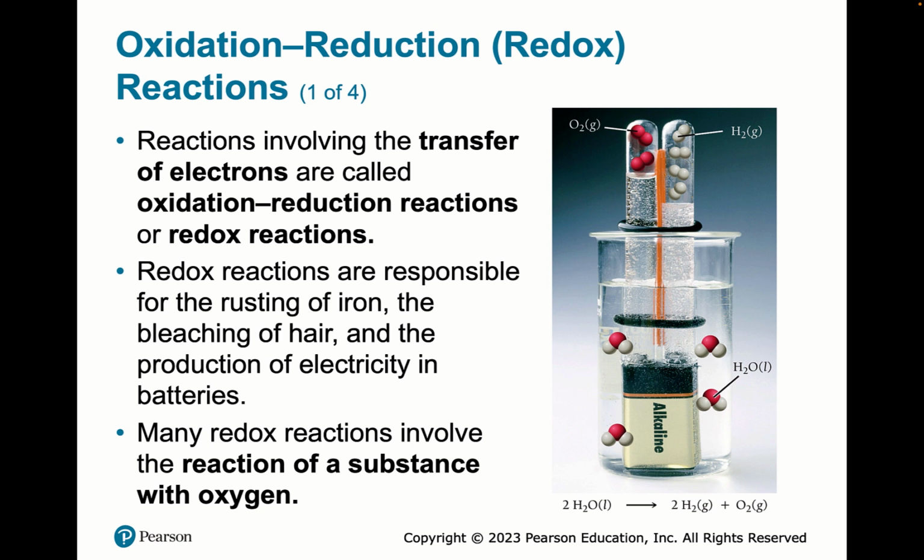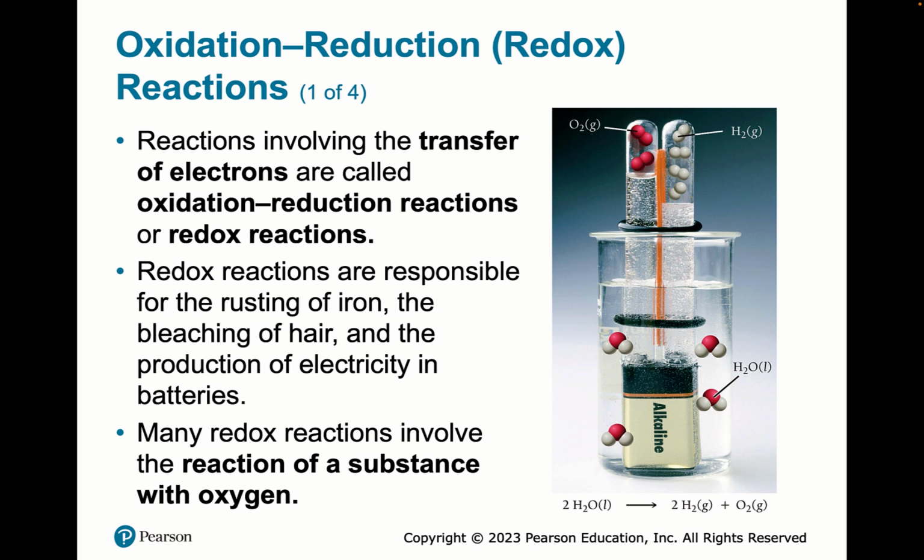So we're going to move on and talk about oxidation and reduction reactions, sometimes just abbreviated to redox. Why do we combine them? Well, the reason is because they always come in together. Oxidation is the loss of electrons and reduction is the gain of electrons. Whenever electrons are lost, electrons are gained, and whenever electrons are gained, electrons are lost. So these reactions always happen together, and that's why we combine them into one.